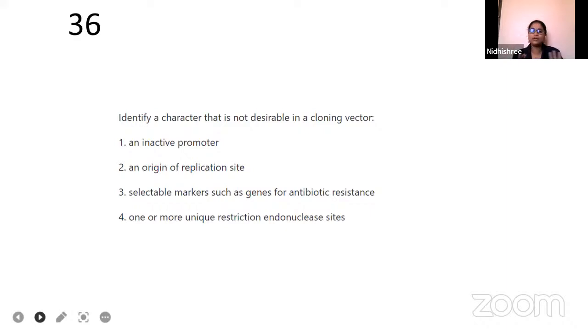It is not related to a cloning vector. Option 1, an inactive promoter. Option 2, an origin of replication site. Option 3, selectable markers such as genes for antibiotic resistance. Option 4, one or more unique restriction endonuclease sites.